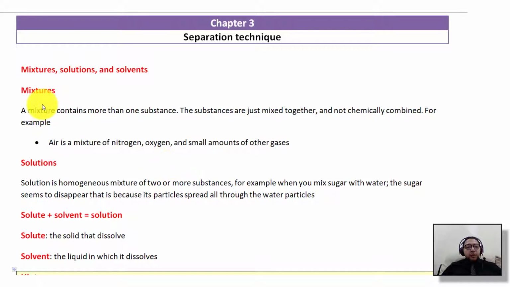Today we're going to complete the separation technique unit. Last time we covered the difference between a mixture and a solution. We said a mixture is when we put more than one substance together, and one condition, they should not be chemically combined. An example is air, a mixture which contains nitrogen, oxygen and small amounts of other gases. A solution is a homogeneous mixture where a solid is dissolved in a liquid. We named the solid as solute and the liquid as solvent.